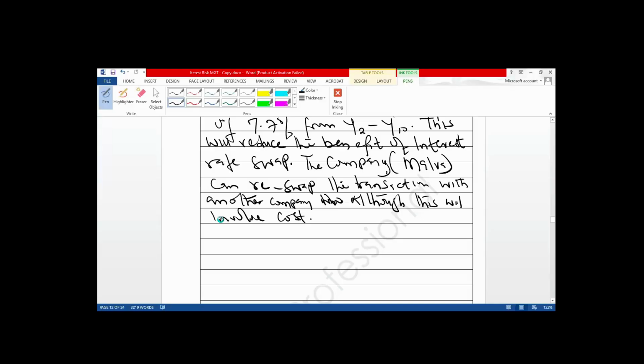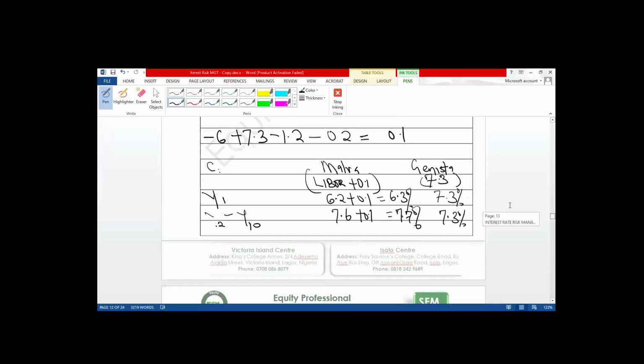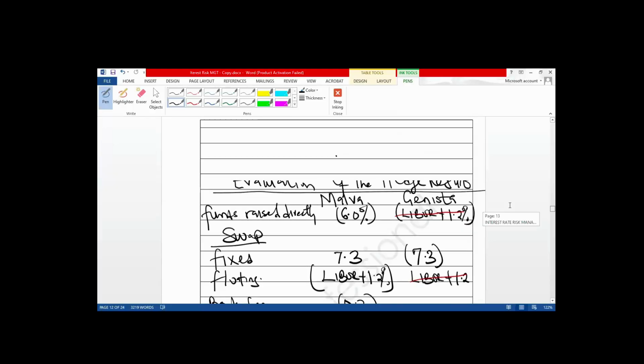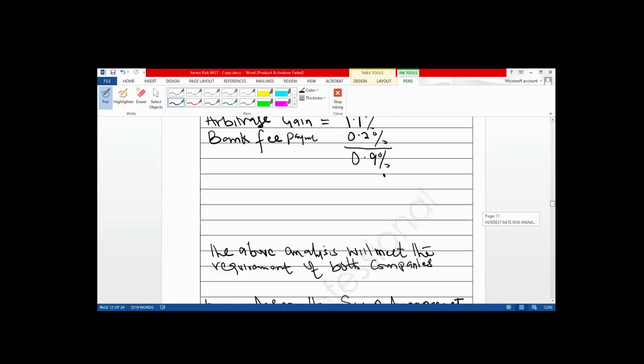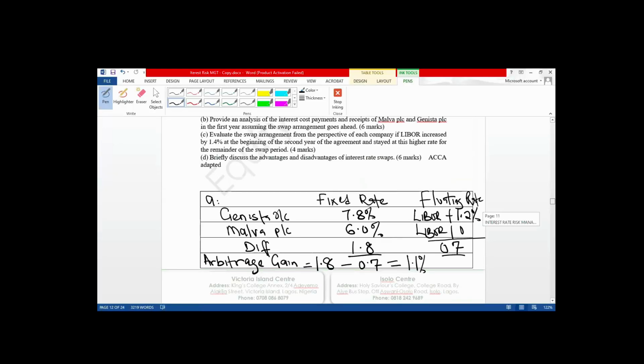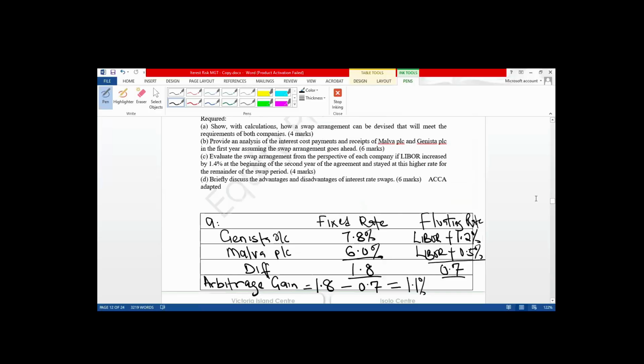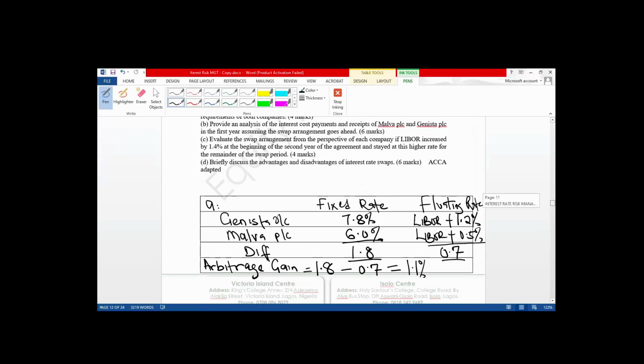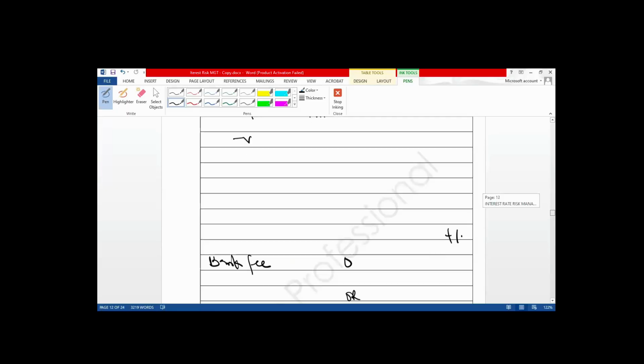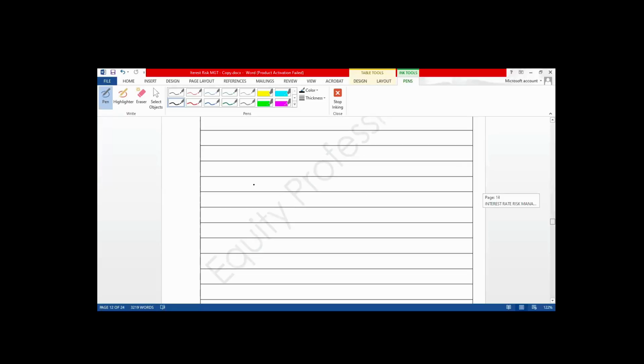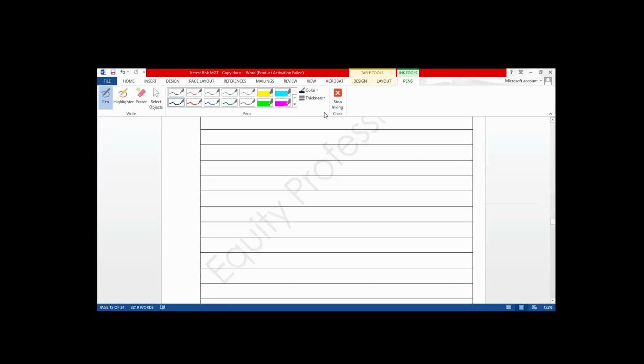Last aspect of the question: briefly discuss the advantages and disadvantages of swap. We have done that before.